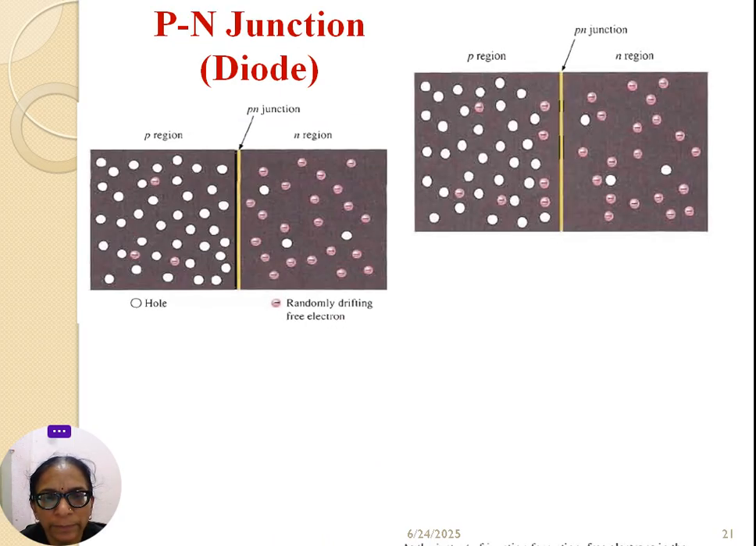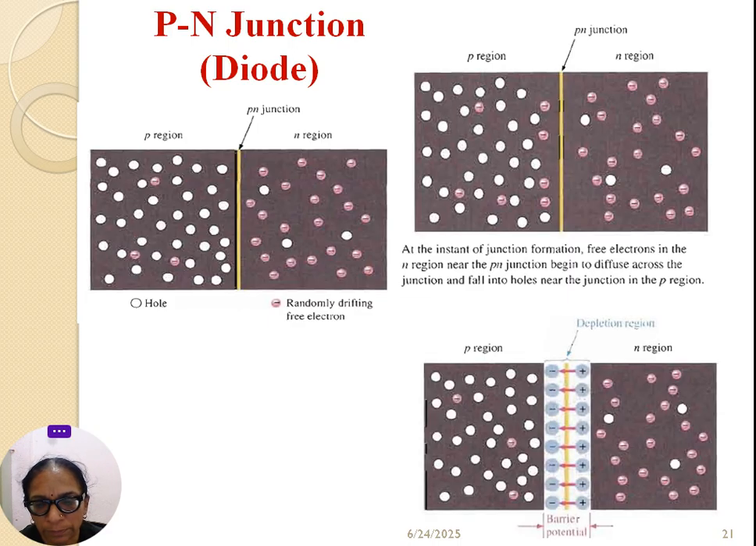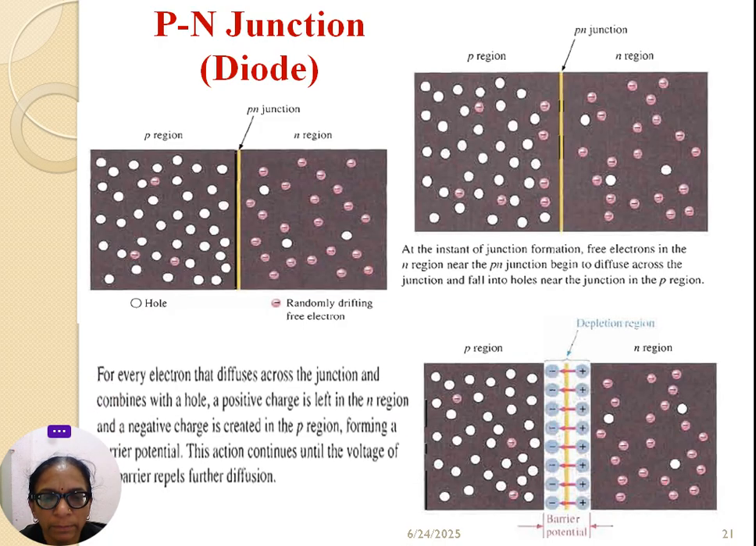The p-n junction diode consists of one p-type and one n-type region formed together, and the p-n junction is created. At the instant of junction formation, free electrons in the n region near the p-n junction begin to diffuse across the junction and fall into holes near the junction in the p region. Then the depletion region is created. This is also called the barrier potential.